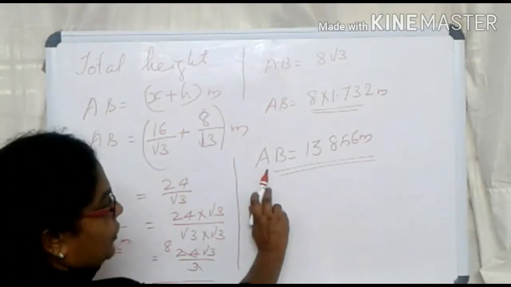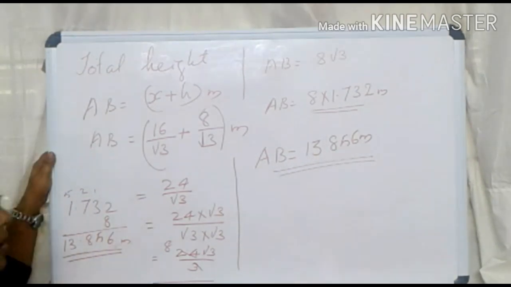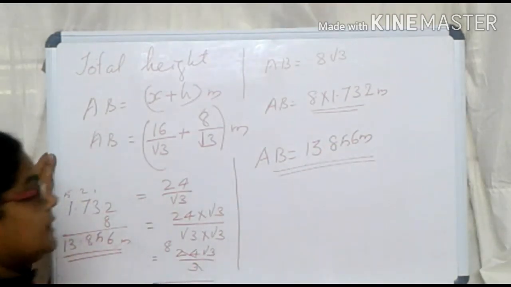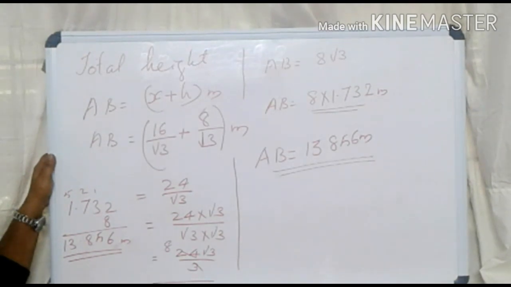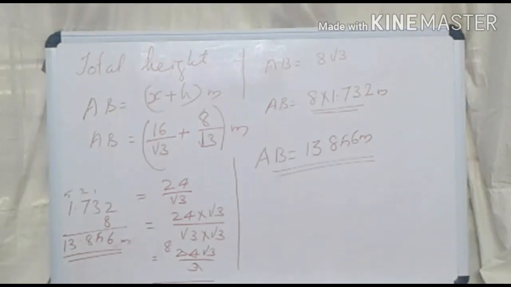Therefore, the total height of the tree AB is equal to 13.856 meter. That is the answer. Okay, I hope you understood. Write the question in your notebook and solve it 2-3 times. Then you will understand. Okay.